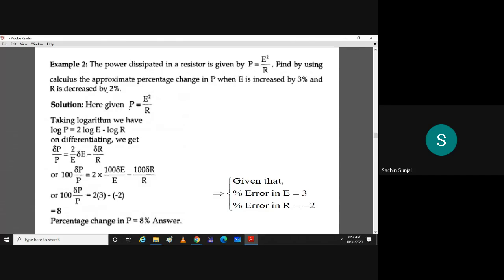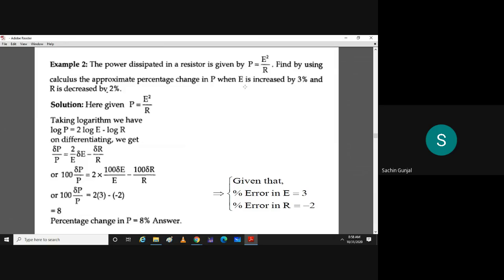So P is equal to E square upon R. Apply log on both sides. So log P is equal to 2 log E minus log R. Okay. Now take differential of each term. So 1 by P dP is equal to 2 by E dE minus 1 by R dR. All right. Now multiply by 100. So 100 dP by P is equal to 2 into 100 dE upon E minus 100 dR upon R.